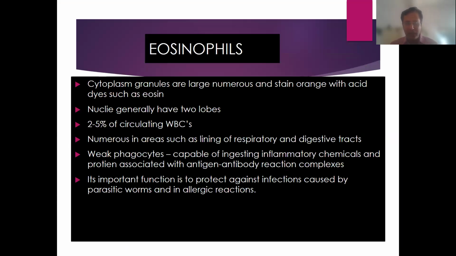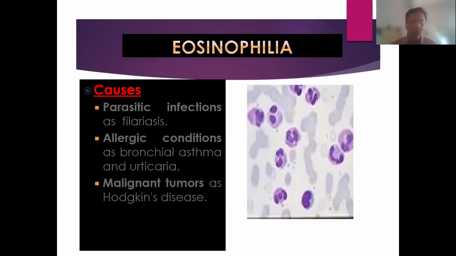Eosinophils stain orange and make up about 2 to 5% of WBCs. They are numerous in the respiratory and digestive tracts, have weak phagocytic activity, and are important for protection against infections caused by parasitic worms and in allergic reactions. Now, what is eosinophilia? It occurs in parasitic infections such as filariasis, allergic conditions like bronchial asthma, and malignant tumors such as Hodgkin's disease.